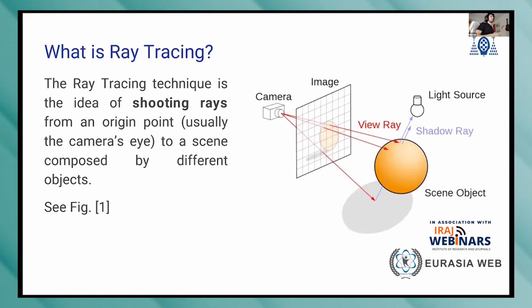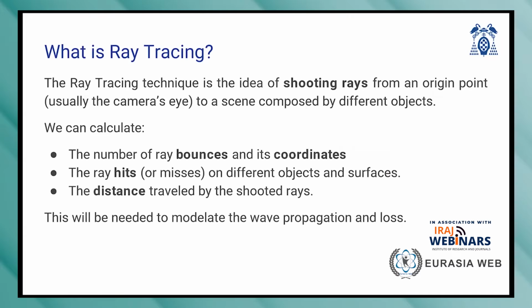So what is ray tracing? Well, very briefly, the ray tracing technique is the idea of shooting rays from an origin point, usually the camera or an eye, to a scene composed by different objects and get information about where the rays are hitting and reflecting. So what we need to calculate is the number of ray pulses and the coordinates where they're hitting, the ray hits or misses on different objects and surfaces, and the distance traveled by these shooting rays. This will be needed to model the wave propagation and the loss.